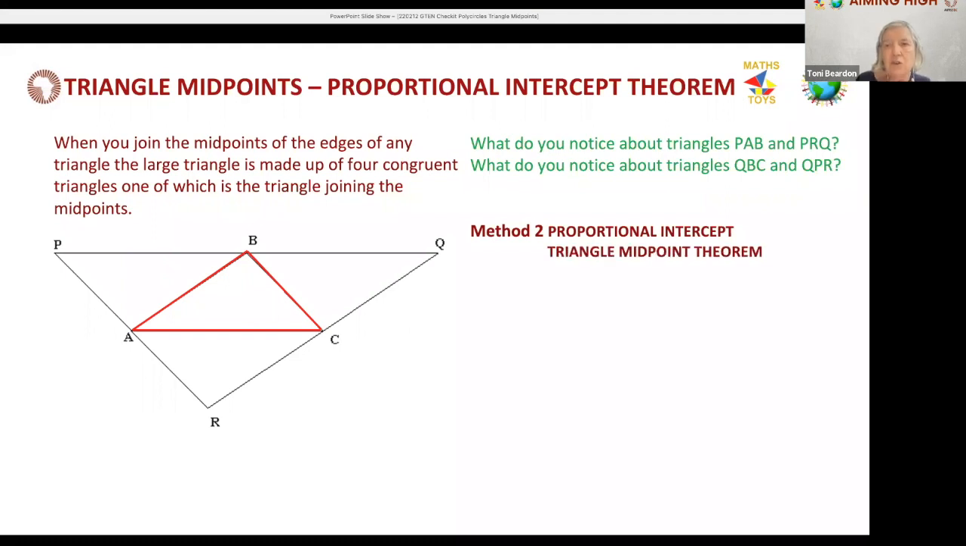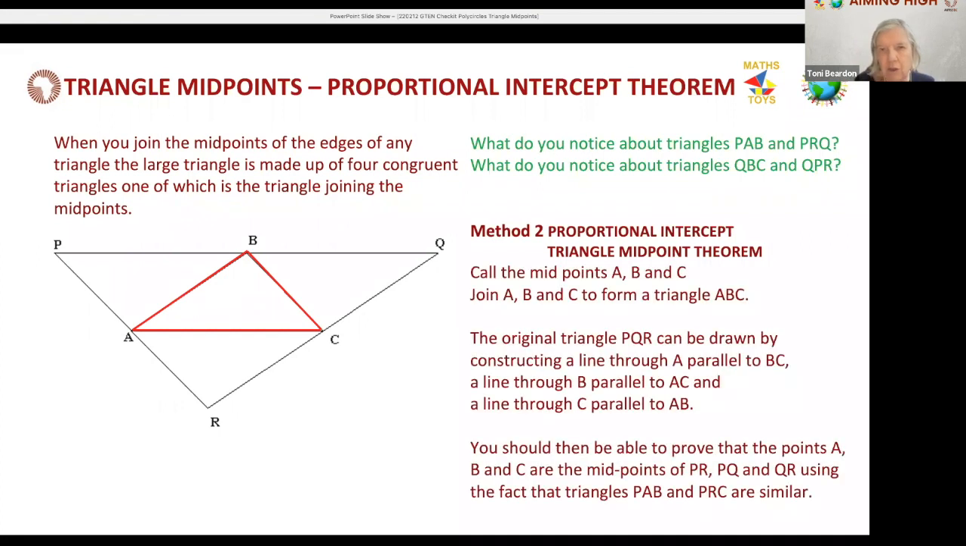So now this is the proportional intercept theorem in general. If they weren't the midpoints, but there was proportionality everywhere, with similar triangles. It's called a proportional intercept theorem, but because this is a simpler version where you've got midpoints, that's what we called it in the first instance.